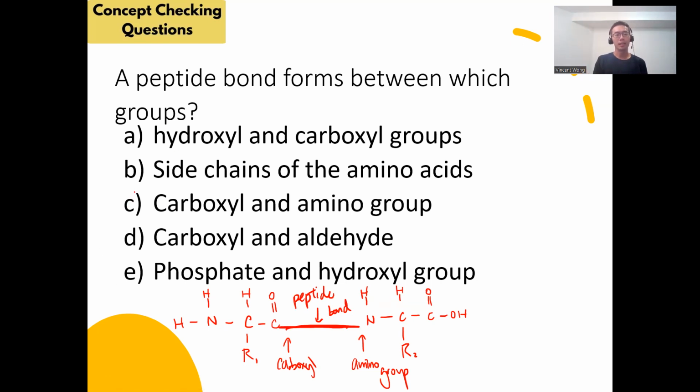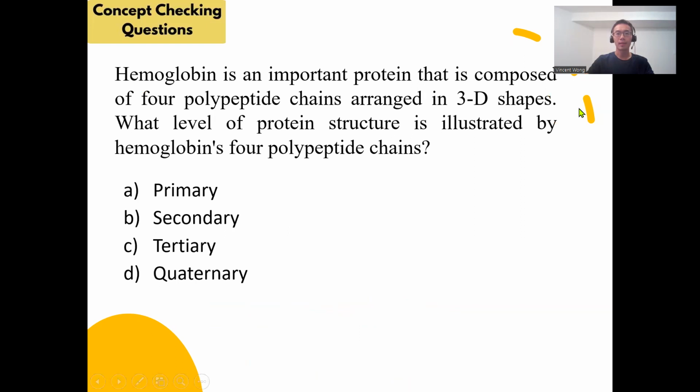So what is the correct answer? Hopefully, you know it's C, right? Carboxyl group and amino group. All right? Just stop me if I am not making sense, if you want clarification. All right, let's take a look at the next one.